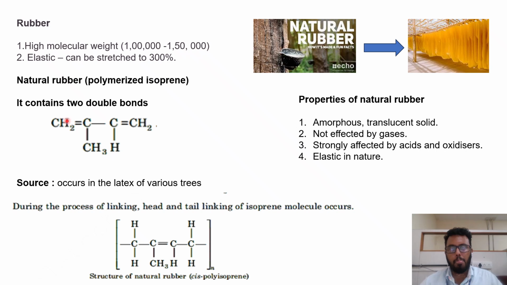Natural rubber, what is the building block of natural rubber? Isoprene. Isoprene looks like this: CH2 double bond C, CH3, CH double bond, CH2. The thing is, it contains two double bonds in its structure. It mostly occurs in the latex of various trees.